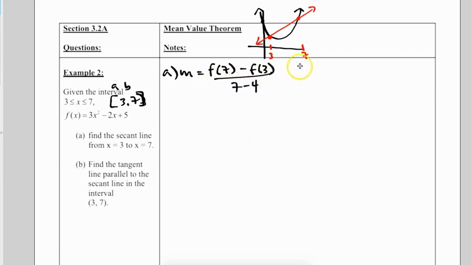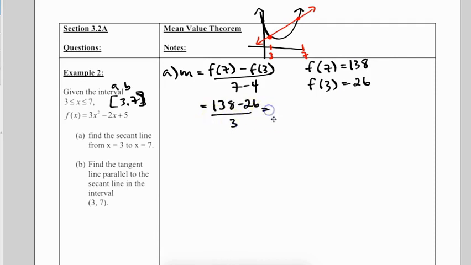I've already gone ahead and evaluated these for you. If you don't believe me, you can go back and do it. f of 7 is going to be 138, and f of 3 is 26. Neat. So now we have 138 minus 26 over 3. Well, that's going to be 112.